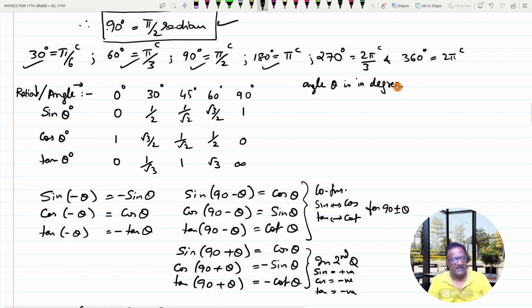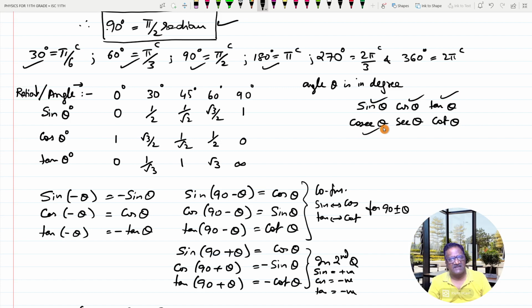Okay, now there are some 6 trigonometric ratios. You know there's something called sine of theta, cos of theta, tan of theta. These three are the basic. And the reciprocals of this, sine theta ka reciprocal is something called cosecant theta, cos ka reciprocal is secant theta, and tan ka reciprocal is cot theta. So these are the 6 trigonometric ratios.